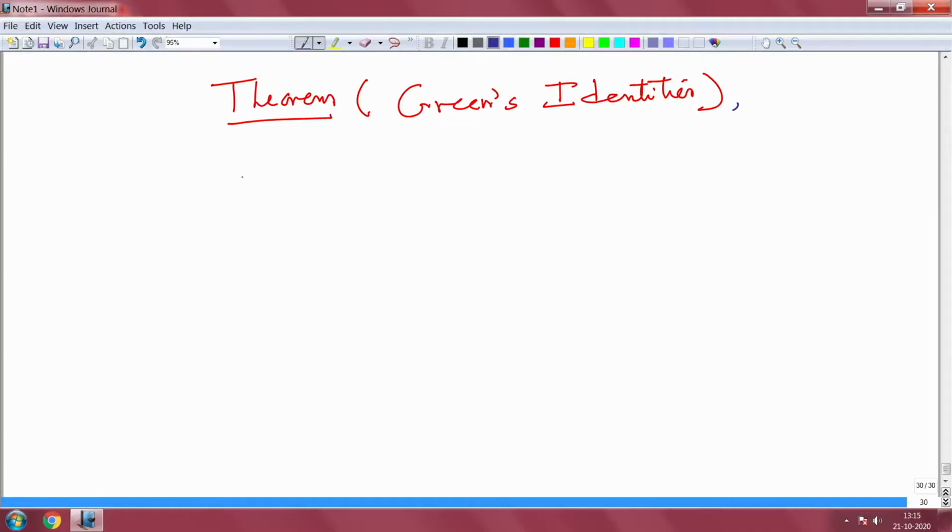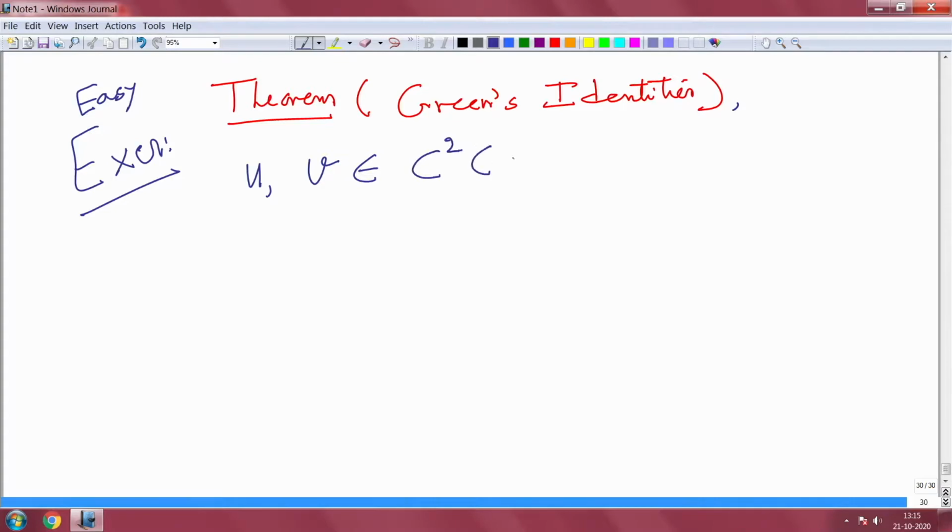So we are assuming u, v belong to C2 of the closure of Omega, and this is an exercise now. Assuming the previous result, this is an easy exercise, it is not difficult. Apply the previous divergence theorem, that is all. We will be using this in plenty all the time throughout this course, so it is better to learn this.